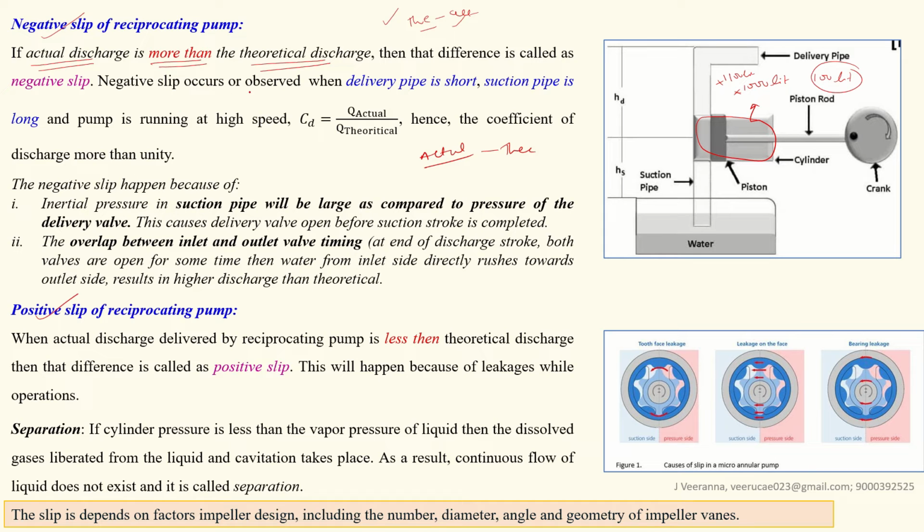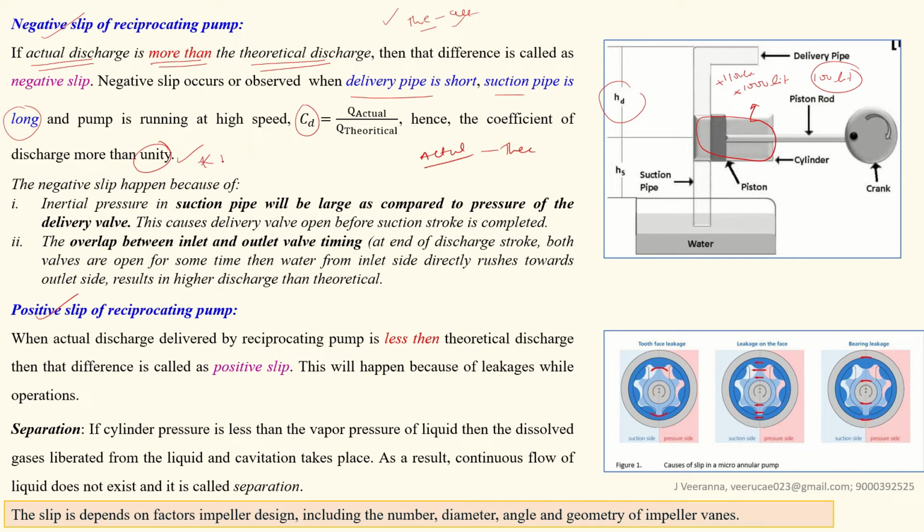Negative slip occurs when the delivery pipe is too short and the suction pipe is longer. In this condition, the actual discharge is higher and the theoretical discharge is lower. So this ratio in negative slip is always more than unity.